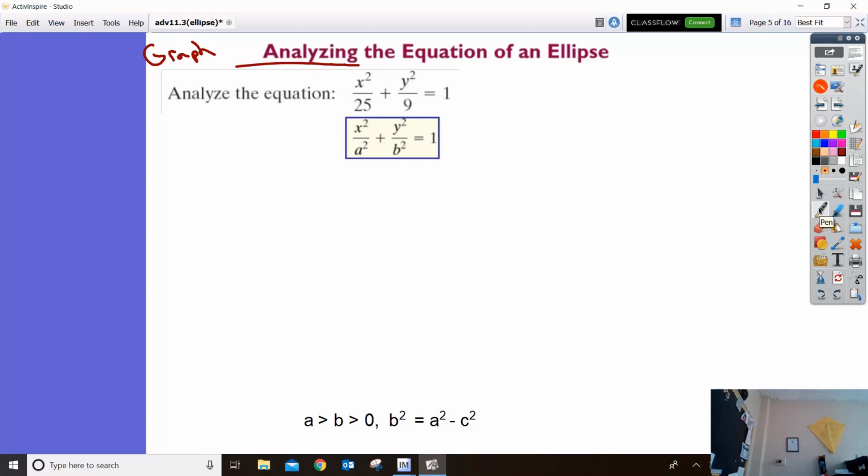What's A? 5. Anybody not understand that? Notice A squared lines up with 25.